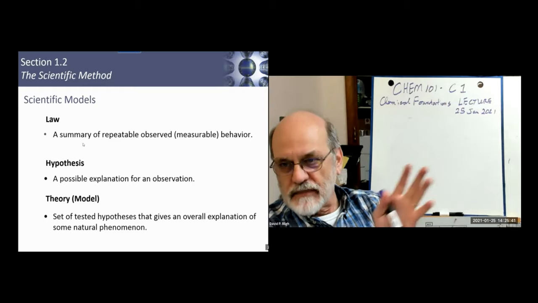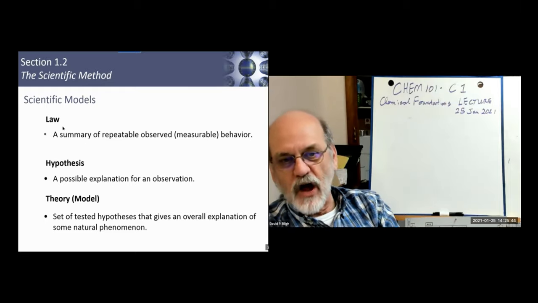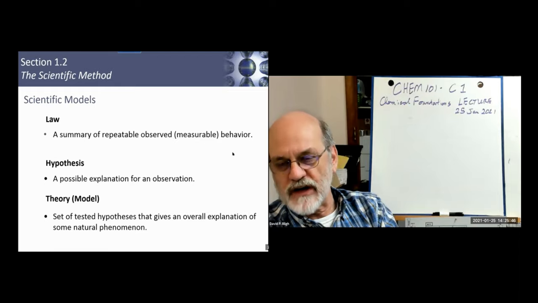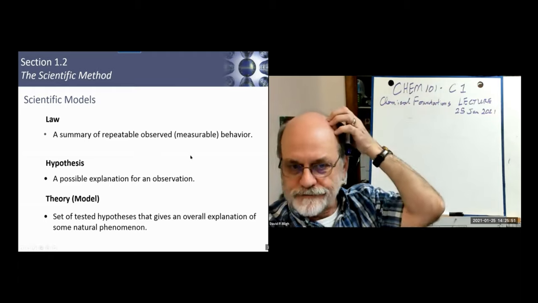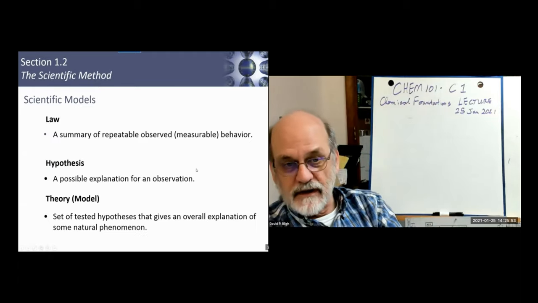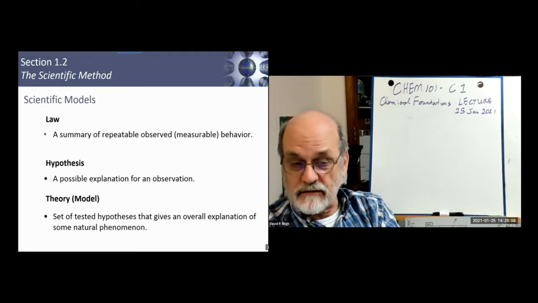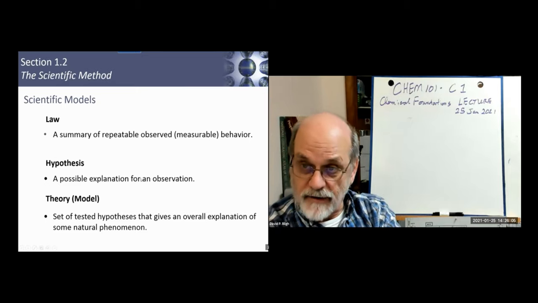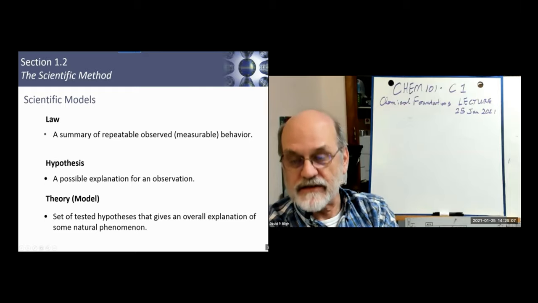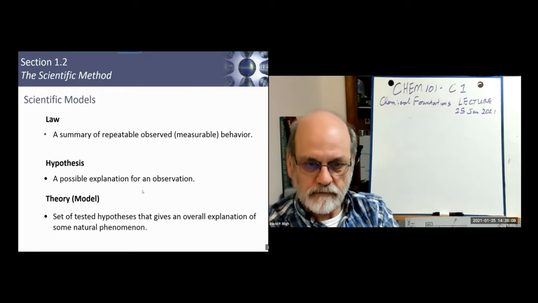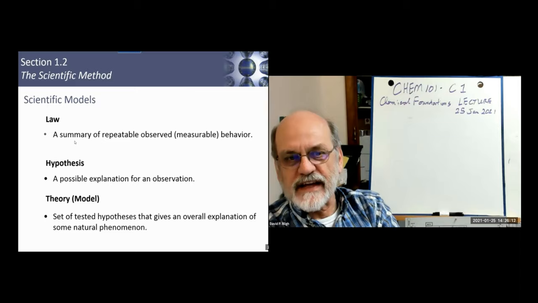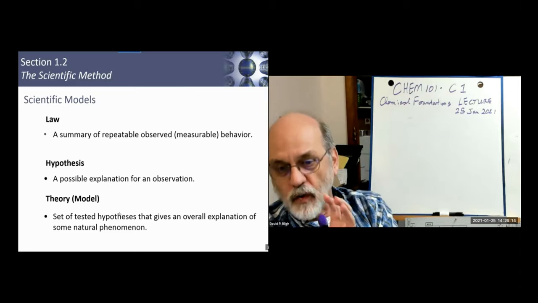So here it is in print. A law is just a summary of repeatable observations. That is, this is how it happens. I don't know why. A hypothesis can test your explanation. You just say, this is my observation, my explanation for the observation. And then I can experiment to test it, to see if it works. And then a theory is the next step beyond law. It says, why does this happen?